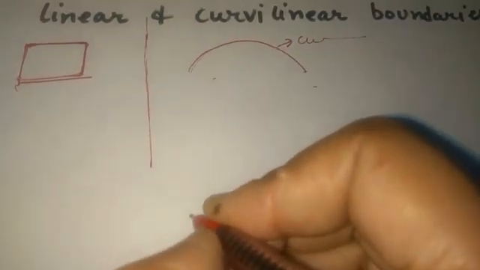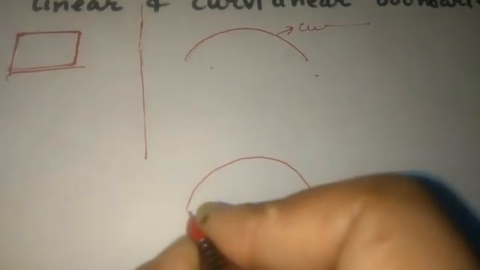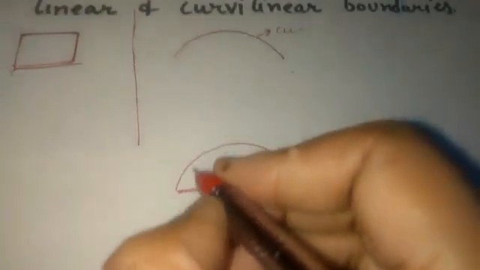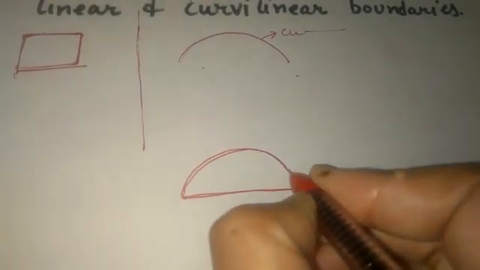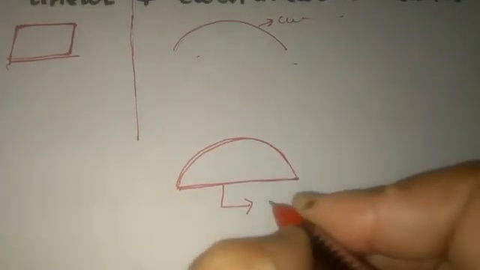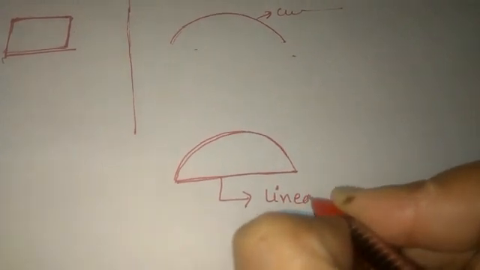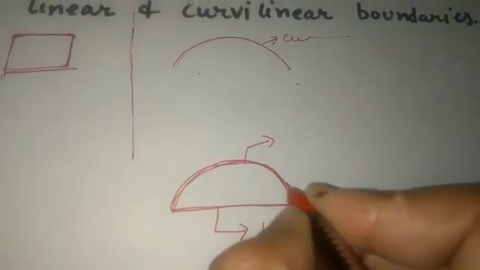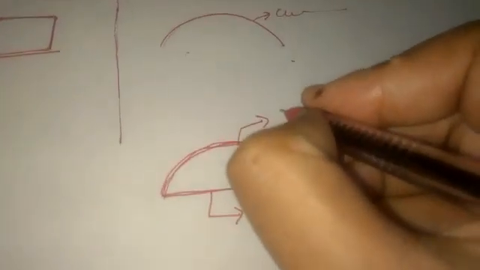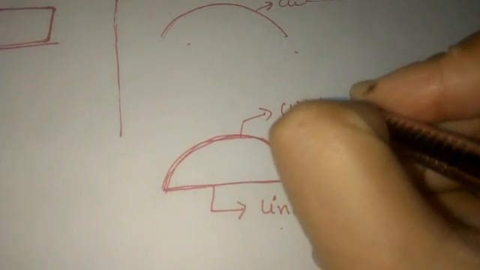Now see, if I draw a figure like this way, this is a straight line, but this is a curve. So that means this straight line is known as a linear boundary. So that means this is a linear. And this is not a straight line. This is a curve. So that means that is curvilinear.